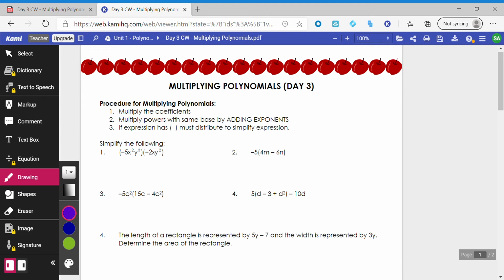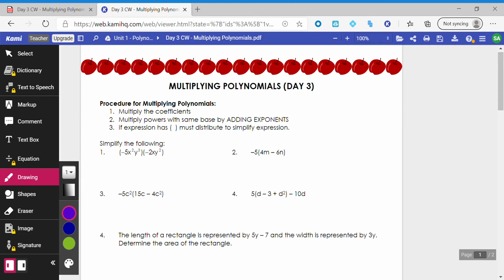Well, first things first, we multiply what we have that's the same. Number one, we multiply the coefficients. Then we multiply the powers with the same base by adding the exponents. And if we have parentheses, we have to distribute. So what does it look like? Because those are kind of confusing instructions here. Multiply coefficients, multiply powers by adding exponents, and distribute if we have parentheses.